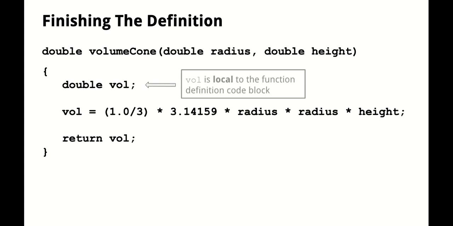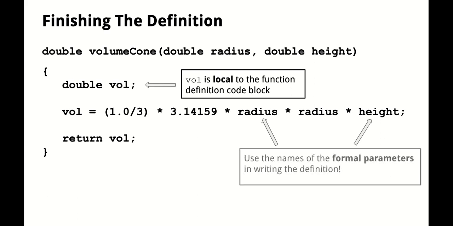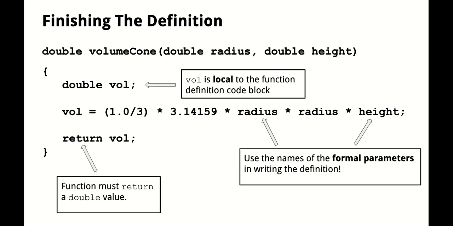So double vol is what's sometimes called a local variable. The only place this variable exists is within this function code block. It's being used to hold on to the value I need for the volume. I'm assigning, using the formal parameters, radius and height, a value to the volume. So make sure when you write a function definition, it only really knows about the variables you declare inside of it, like vol, and its formal parameter names, radius and height. And then at the very end, there's a return statement for the name of that variable vol. So it's going to give back a double value to whoever used this function.